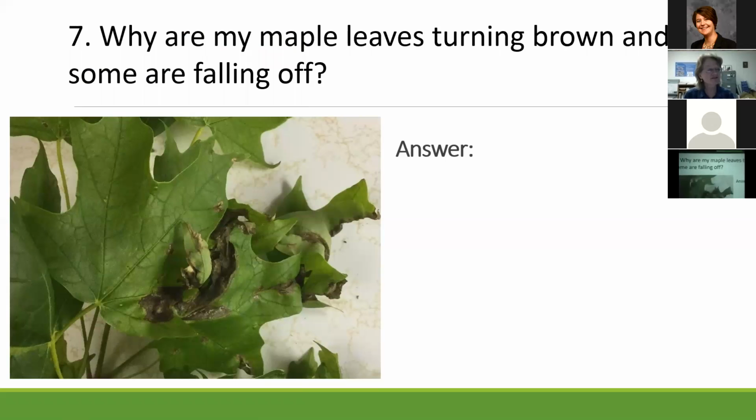Okay, why are my maple leaves turning brown and some are falling off? Okay, I know that the Panhandle here is saying it can kill trees. I've never seen Virginia creeper kill a tree, but I suppose if the tree's small enough and it shades it out enough over time, it could eventually kill the tree.